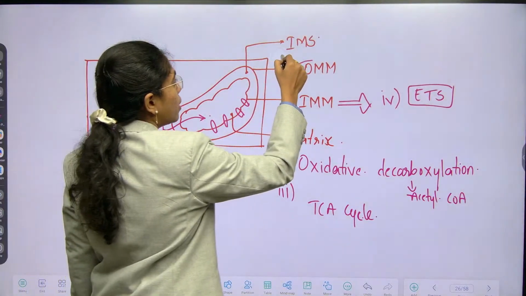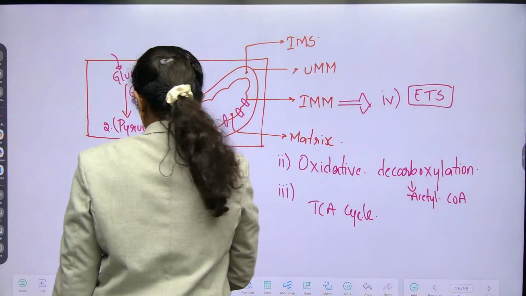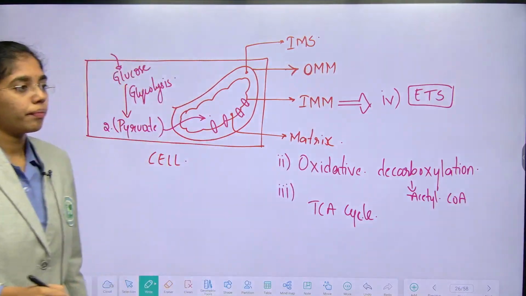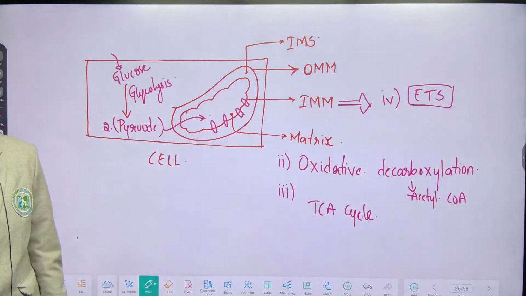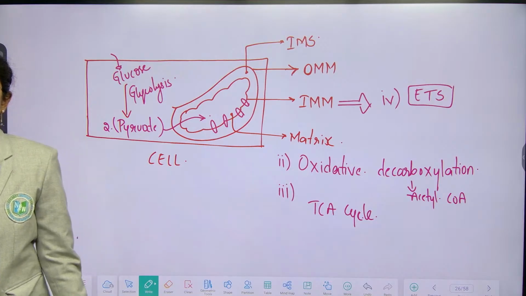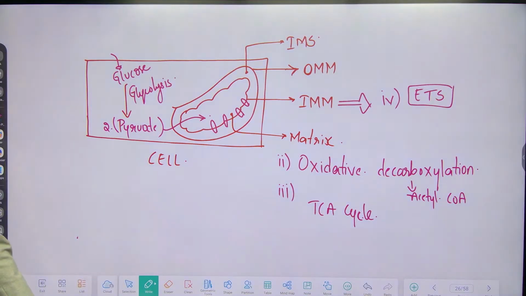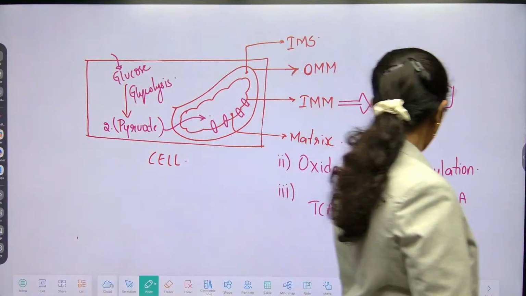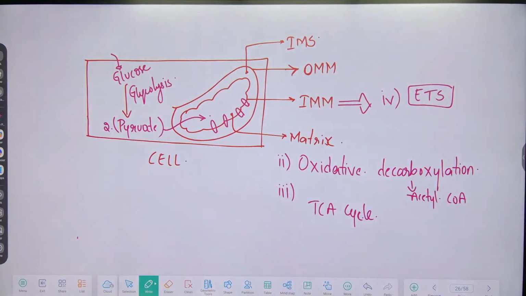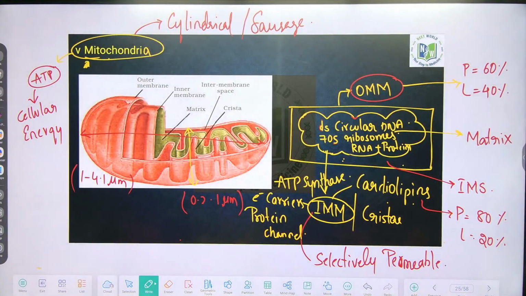Any doubts anywhere? Clear, right? You are clear with the components of mitochondria and the functions of mitochondria. Any doubts anywhere? Shall we move on to plastids? Take 2 minutes, just fix everything in your mind, and if you are having any doubts regarding mitochondria, you can ask me.